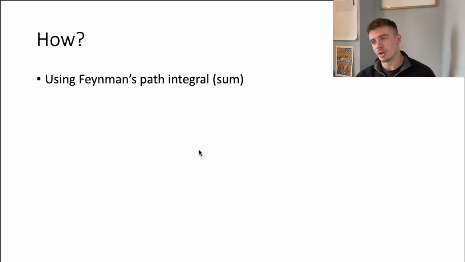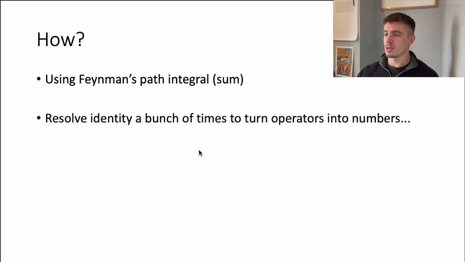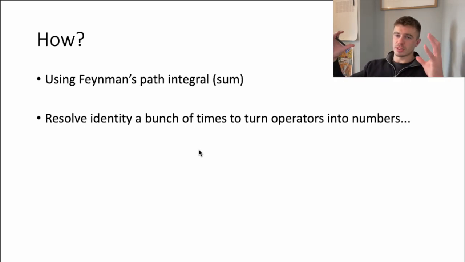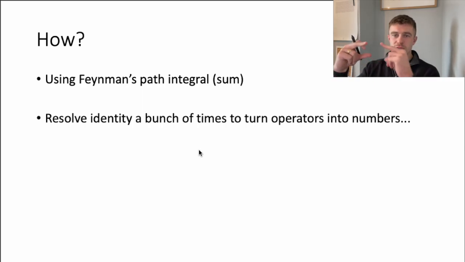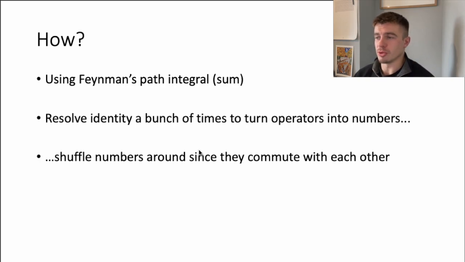So how are we going to do this? We're going to use a slightly modified, or maybe just discretized, version of Feynman's path integral or path sum. Essentially all that we do is resolve the identity a bunch of times and stick it in between operators, and this turns these operators into expectation values. The reason that we do this is because expectation values commute. They're just numbers, so we can shift things around in a nice way, and it will get our expression for the reduced system density operator in the form that we showed in the previous slide. So essentially we just shuffle numbers around since they commute.